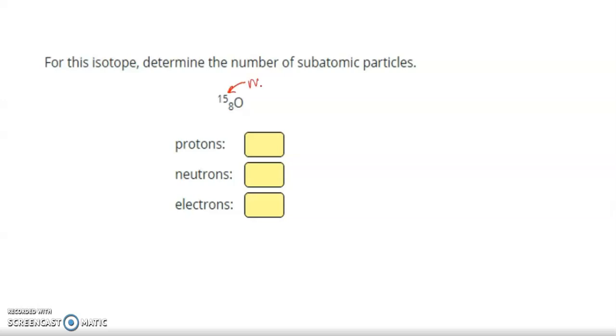So this number up here, that's the mass number. And mass number is equal to the number of protons plus the number of neutrons. This number down here, that is the atomic number. That is equal to the number of protons.